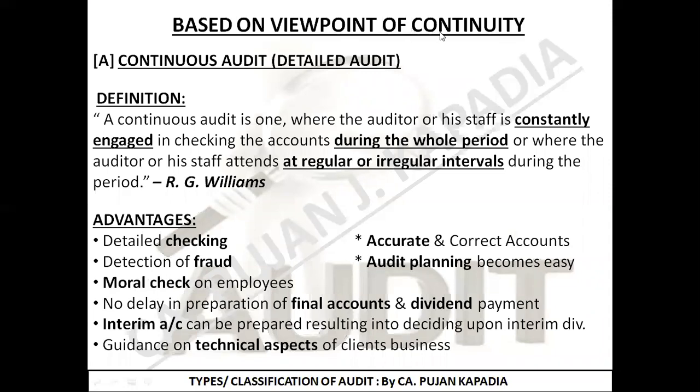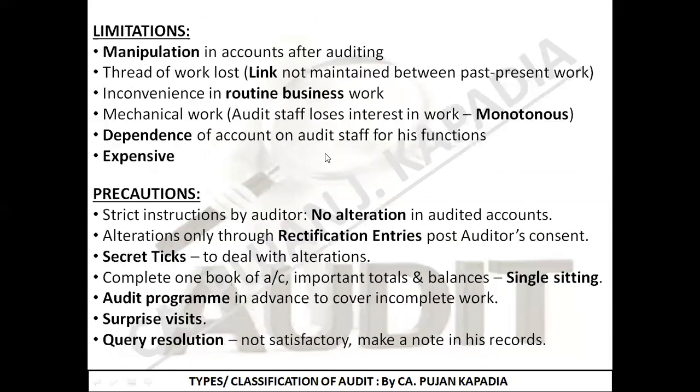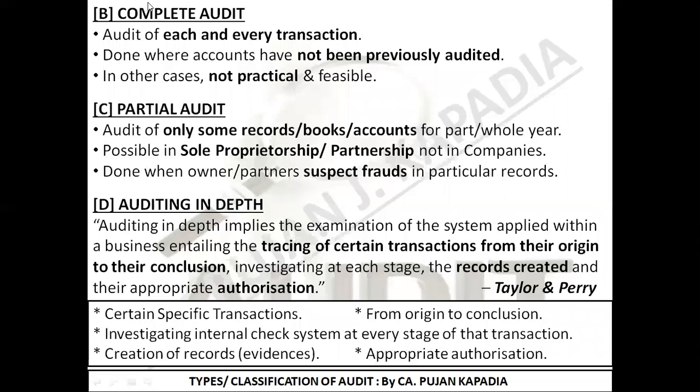Next was on the basis of continuity, under which firstly I had discussed in detail continuous or detailed audit, under which we had studied that the auditor or his entire audit staff is constantly engaged with the work of the client. The second one that we had covered over here was complete audit. Complete audit means auditing and examination of each and every transaction incurred during the entire year. Basically, this is not a practical technique. It is useful only when the books of accounts have not been audited previously.